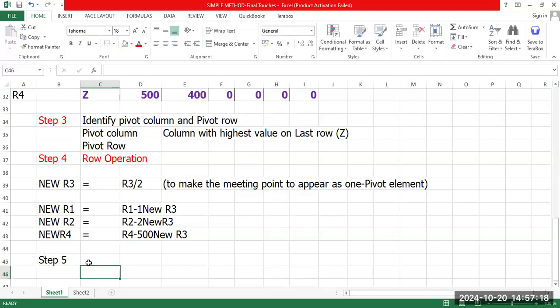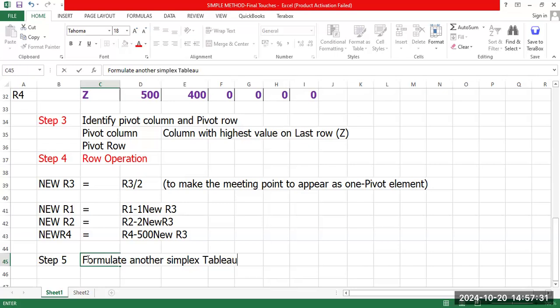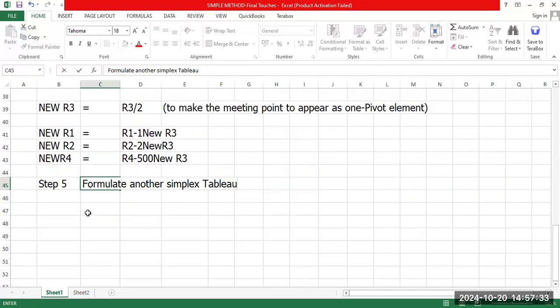Step 5 is to formulate another simplex tableau. We expect this next simplex tableau to be our final table. But sometimes you find that it is not the final table.